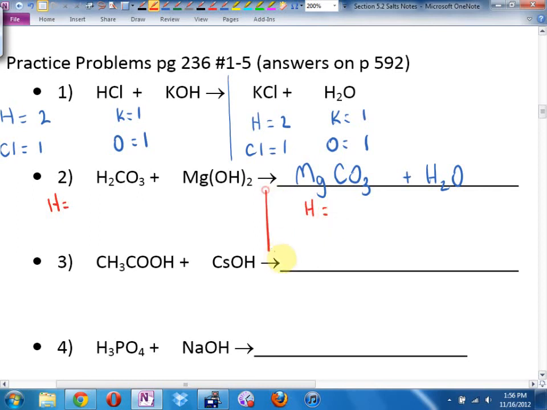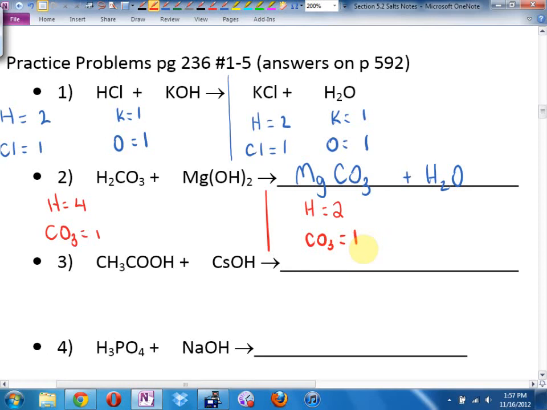How many H's on the left? How many H's on the right? On the left, I see 2, 4. Yes? On the right, I see 2. I have a feeling I'm going to have to put a 2 in front of the water later on. Because that CO3 appears on both sides together, can we treat the CO3 as one single particle? So how many CO3s on the left? 1. How many CO3s on the right? 1.